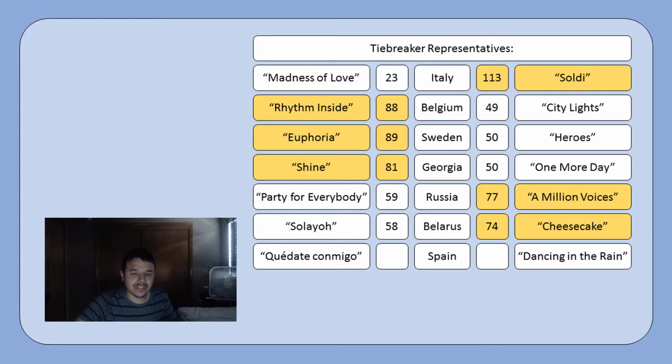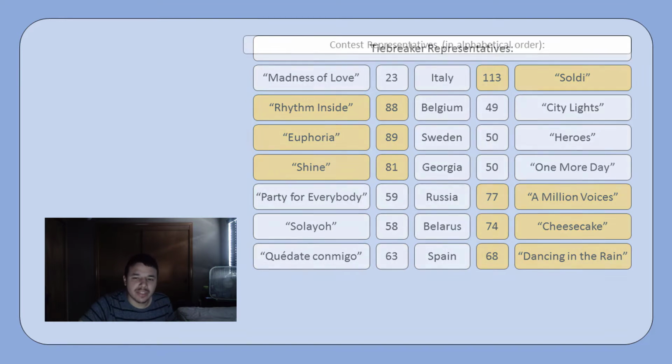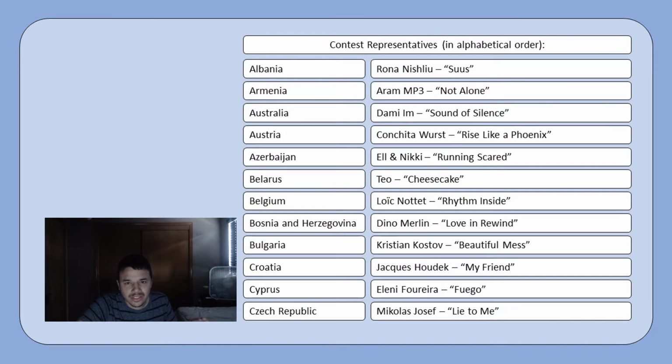The songs up for selection were Quédate Conmigo from 2012 and Dancing in the Rain from 2014. With a voting result of 68 points to 63 points, the one representing Spain will be Dancing in the Rain. This means we have all 46 representatives for the Eurovision Decennial contest, as you will see here.